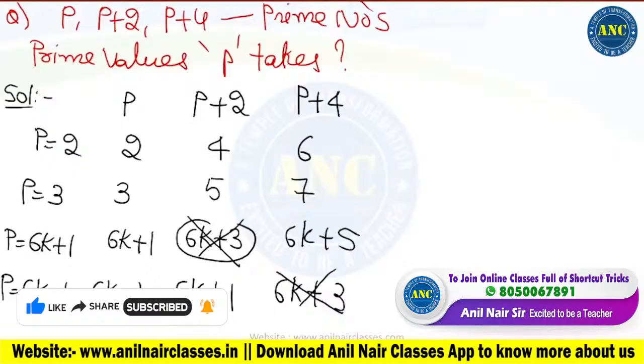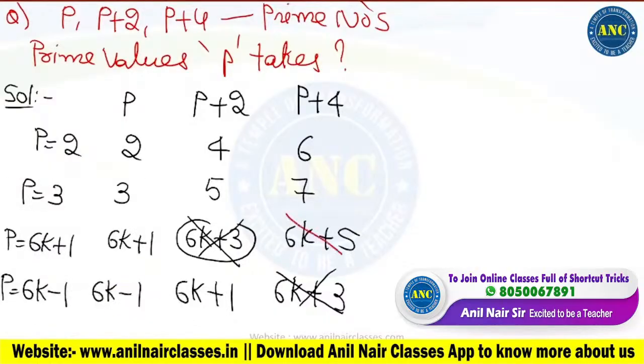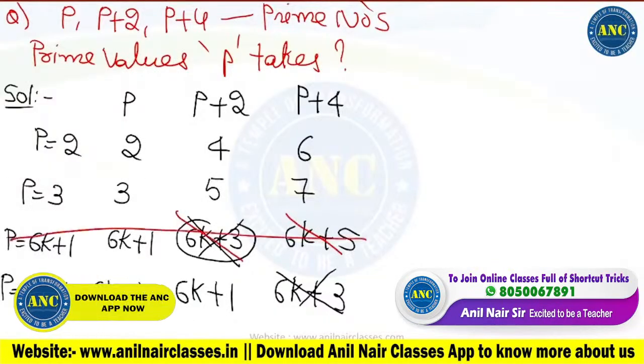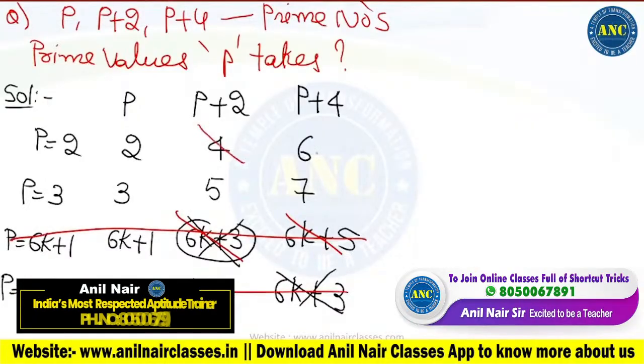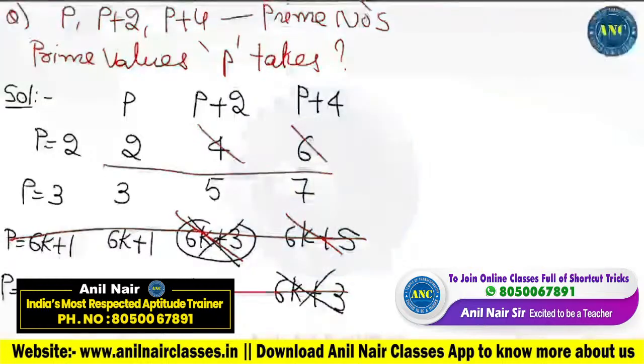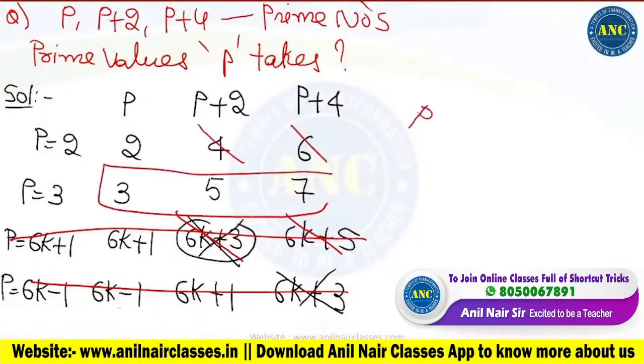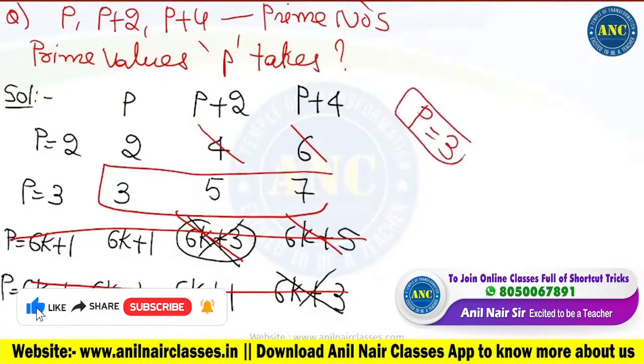So there is no triplet beyond this where all three are prime numbers. This case is not possible. With P equal to 2, 4 and 6 are even numbers. So the only case that is possible is P equal to 3. Only one prime value P can take. I hope the idea is clear.